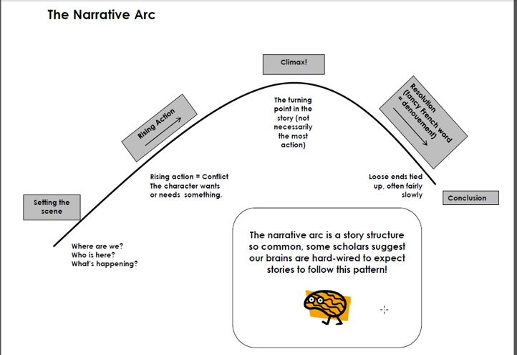So in this little inset here, I notice sometimes you can see my cursor and sometimes you can't.